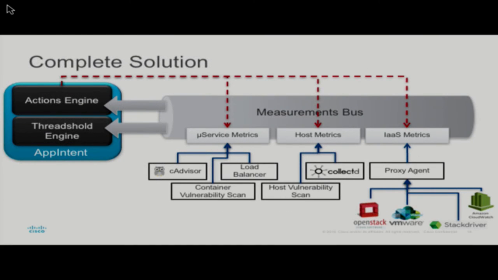So if you look at a complete solution, it looks like this, right? Now you have the cAdvisor for the containers themselves, the load balancer. You can have both host and container vulnerability scans. You can have collectd to take the host metrics. And then, if you run on an OpenStack infrastructure, or VMware or any of the other public clouds, you can funnel that data, convert those metrics into the format, and have those also inserted into the pod. At that point, you will have a very comprehensive view of what's happening in your entire cloud.